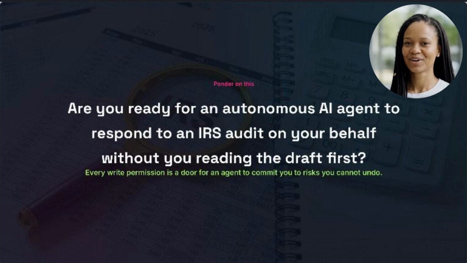If you wouldn't let a brand new intern send off an IRS audit response without review, you absolutely cannot let an AI agent do it.